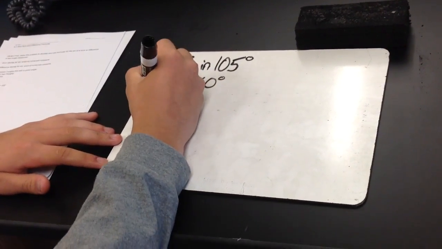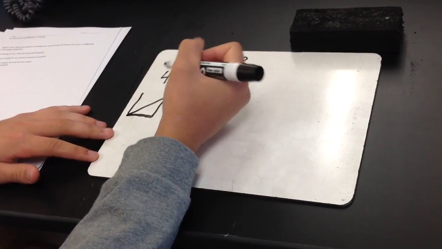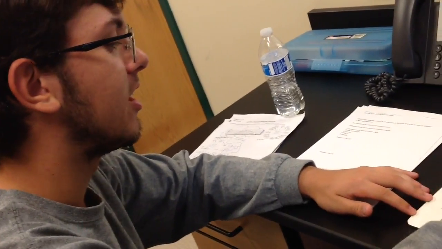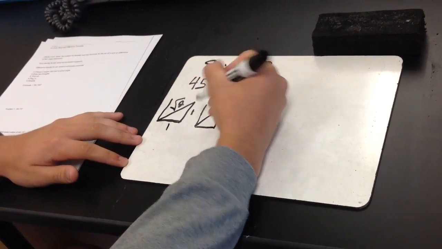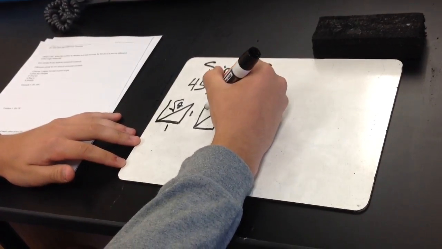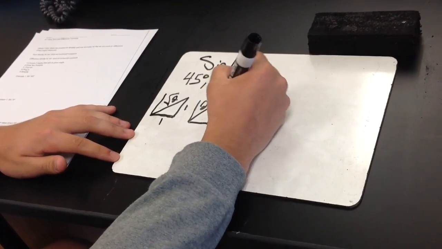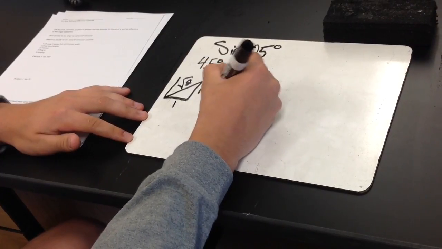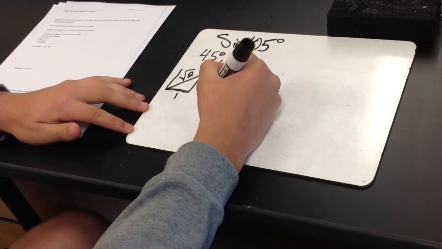Step 2 is draw the two triangles. So here's a 45-degree one. You know that in the 45-degree triangle, the hypotenuse is root 2, and the sides are both 1. Here is the 60-degree triangle. In this one, the hypotenuse is 2, and across from the 60 is a root 3. 60 is right here. And across from the 30, which would be up here, is a 1.